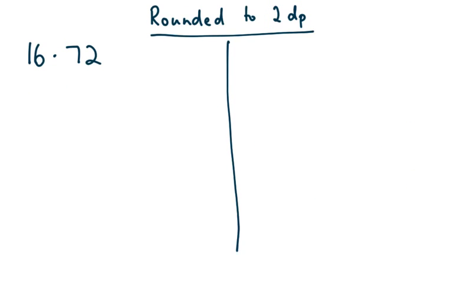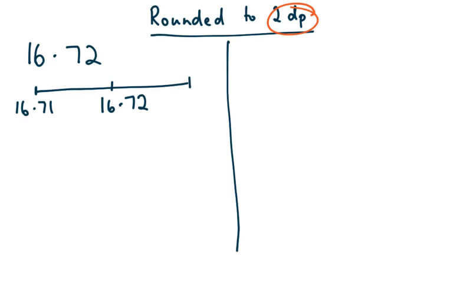Now we're going to try if they've been rounded to 2 decimal places. Draw your number line, put your number in the middle. This time it says 2 decimal places. 2 decimal places below would be 16.71. 2 decimal places above is 16.73. Because in every one of them, the only thing that's changed is the 2nd decimal place.